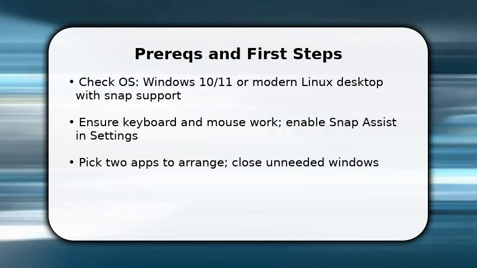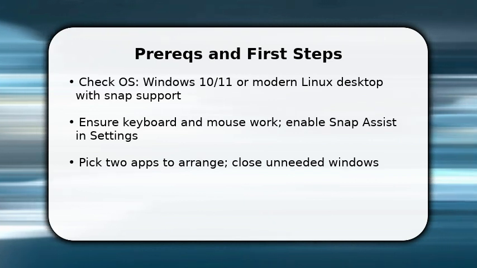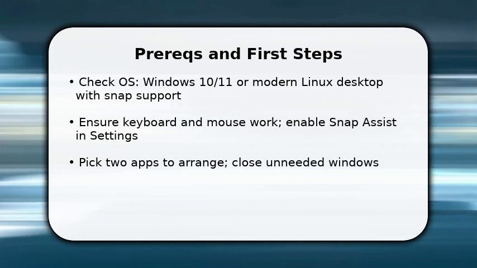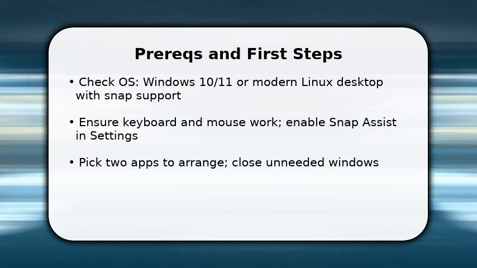This reduces layout conflicts. Now drag the first window to the left edge until it snaps or press Windows plus left. Do this first to anchor one pane. It creates the split layout and triggers the system to suggest remaining windows.